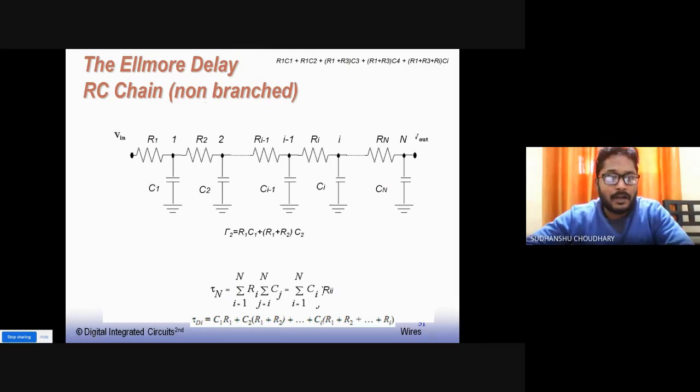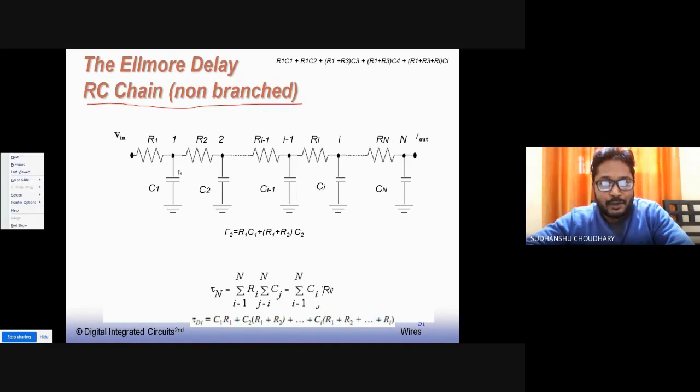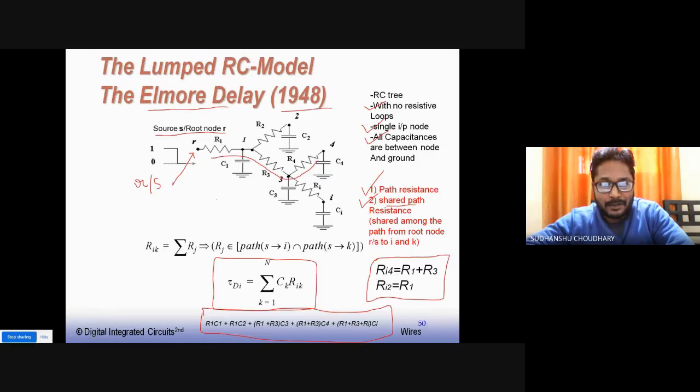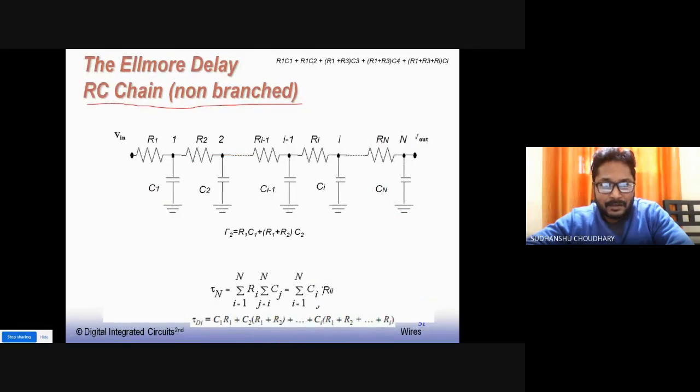So that was the delay for a branched chain. Now one can also find out the delay by using the Elmore delay model or method for an RC chain which is non-branched. So here you will see that there are no branches appearing from the nodes. Here we had branches, but here we don't have any branch. Again the same formula can be utilized to calculate the delay.